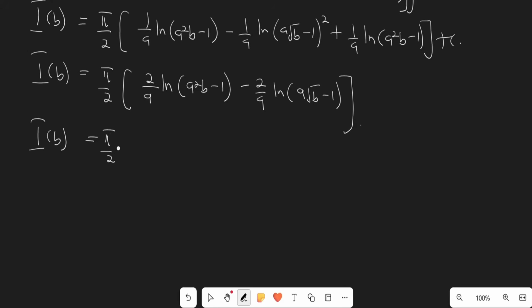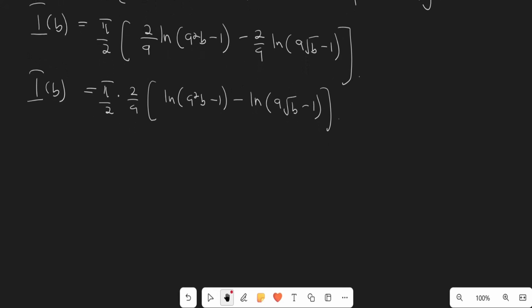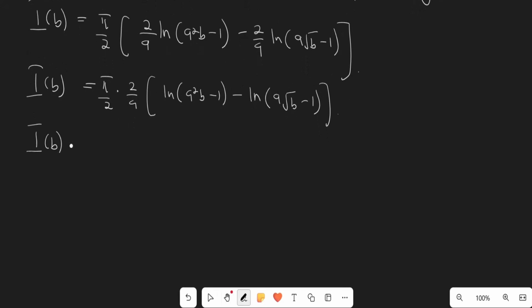So we have pi over 2, and we factorize 2 over a out, and then we are going to have the ln of a squared b minus 1 minus the ln of a square root of b minus 1, like this. Okay, so I of b is equal to, this cancels that, we have pi over a, and then applying the laws of logarithm, we have the ln of a squared b minus 1 divided by a times the square root of b minus 1, like this. All right, so this is what we have.